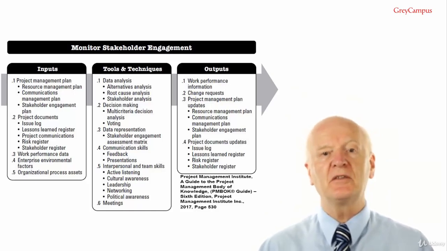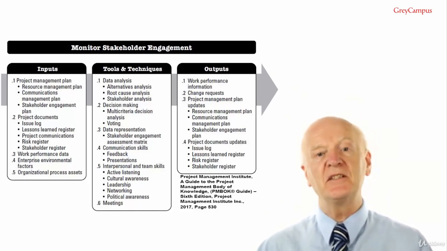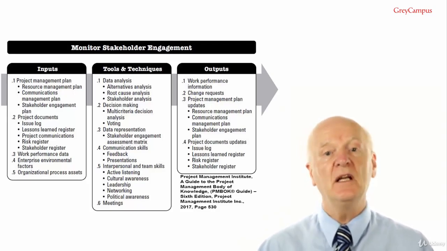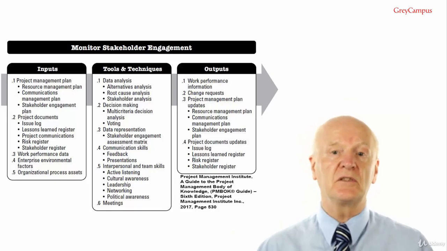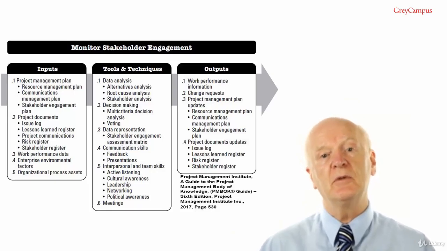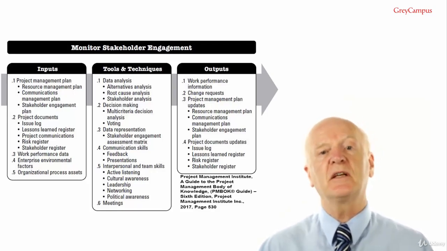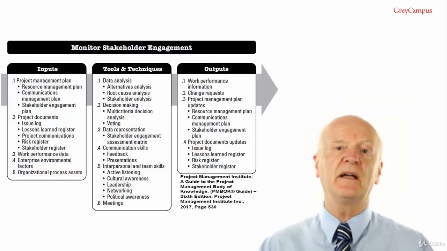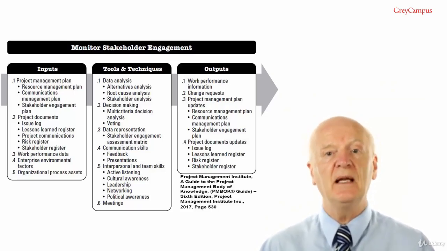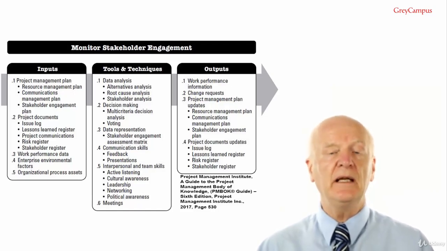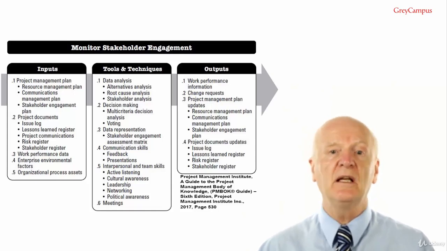Input number 2, project documents. Project documents that can be considered as inputs for this process include the issue log, the lessons learned register, project communications. Because project communications include the project communications that have been distributed to stakeholders as defined in the communications management plan and the stakeholder engagement plan, and also use a risk register and stakeholder register naturally.